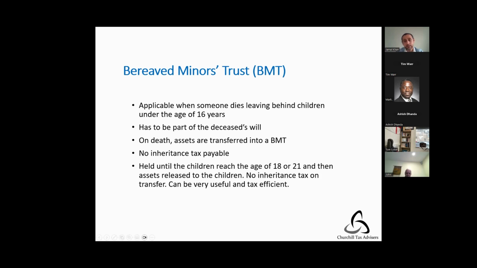For example, for people that come to us, we put a clause for a bereaved minors trust in their will, in case they have young children and in case they die before the children reach the age of 16. So what happens in case somebody does die before the children reach the age of 16? The assets are transferred into a bereaved minors trust, which essentially means that, once again, it's a document that holds it.